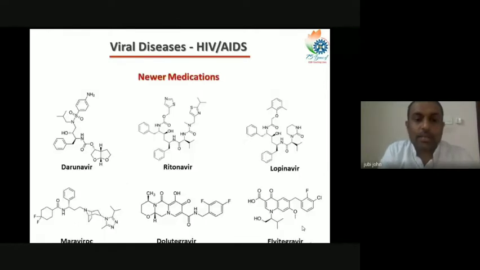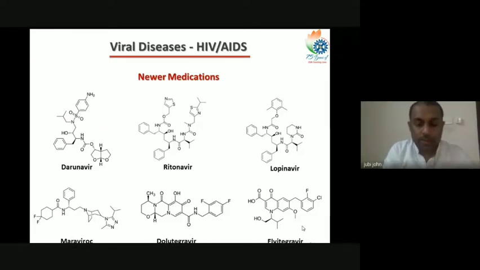These are the newer medications which are available. And now we have ritonavir and lopinavir also in India, but the rest are very good anti-HIV drugs. And the point that I want to stress here is that none of these are available in our country.